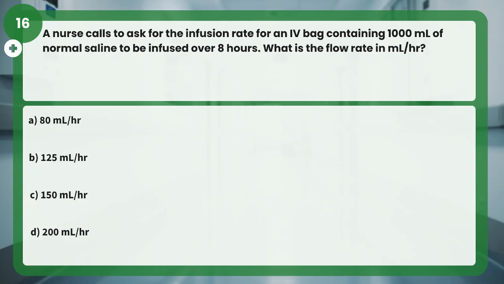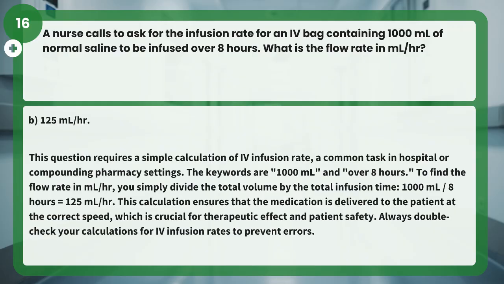Question 16. A nurse calls to ask for the infusion rate for an IV bag containing 1,000 milliliters of normal saline to be infused over 8 hours. What is the flow rate in mL/hr? A. 80 milliliters per hour. B. 125 milliliters per hour. C. 150 milliliters per hour. D. 200 milliliters per hour. Answer B. 125 milliliters per hour.